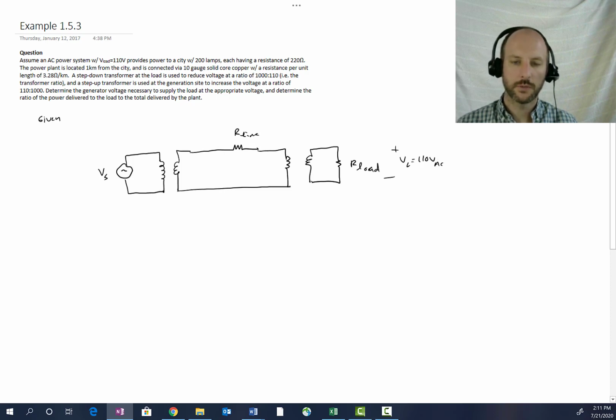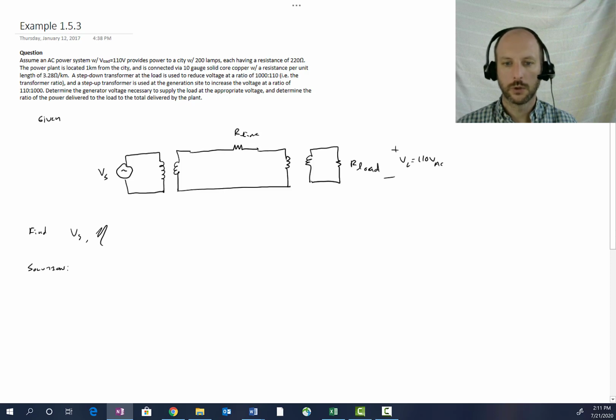So that is kind of the most basic of the US transmission systems. We would have a step-up transformer, some sort of connecting line, and then a step-down transformer near the load. And for this, just like in example 1.5.2, we're asked to find the source voltage at the generator and the overall system efficiency. So some of the solution we already solved for, so we don't need to repeat ourselves.